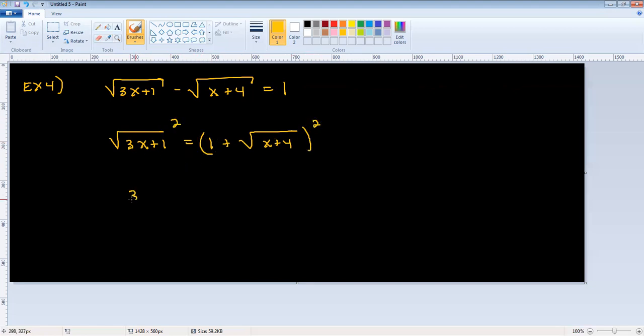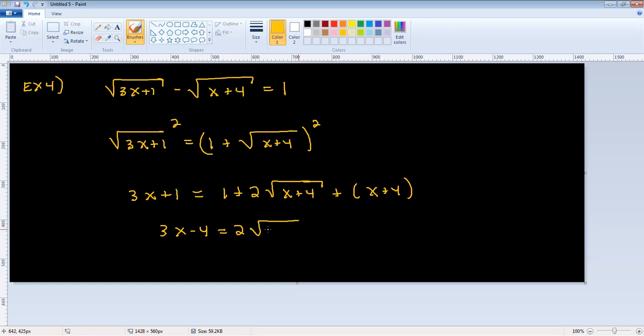Square both sides, so obviously this becomes 3x plus 1. Then you can multiply this out and collect like terms. If you collect your like terms, you'll get 3x minus 4 is equal to 2 square root x plus 4. And we can actually move over the x and make this a 2x.